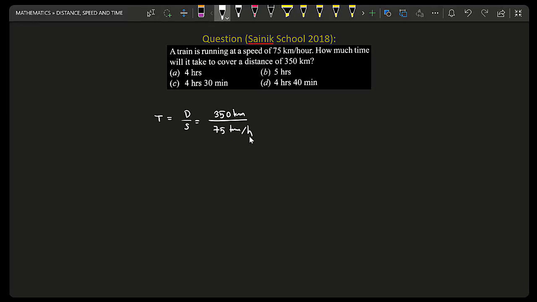So kilometers cancel. And next, 350 by 75. The 25 table. Very good. Because the last two digits are 50, it is definitely divisible by 25. 25 threes are 75. Next.